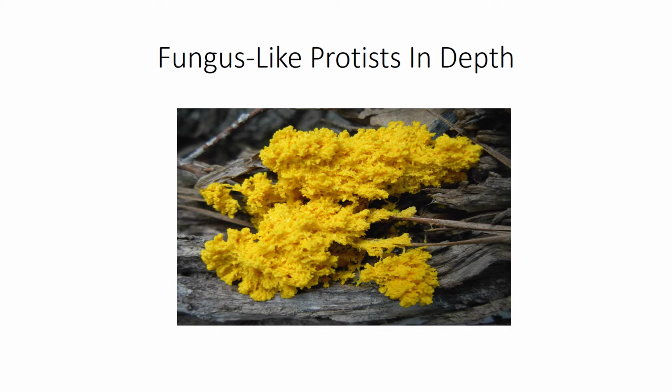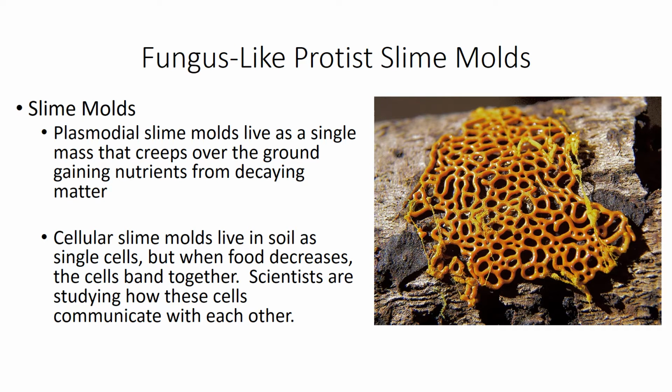Let's look at these fungus-like protists then. So one example is the slime mold. Kind of strange little creatures. They're these plasmodial slime molds. It's a single mass. They're all clumped up. It creeps along the ground and it gains nutrients from decaying matter.